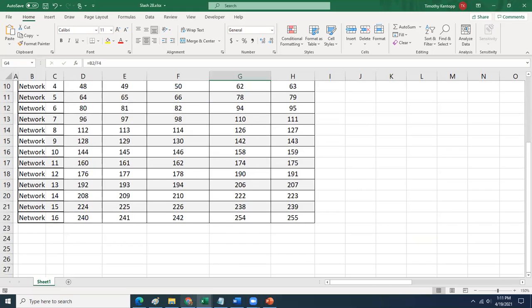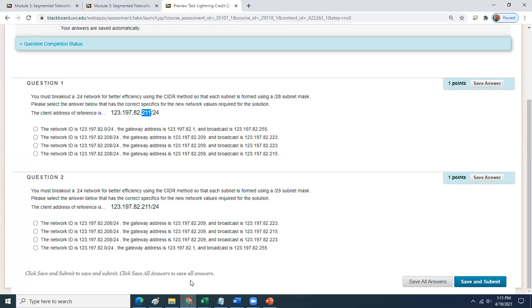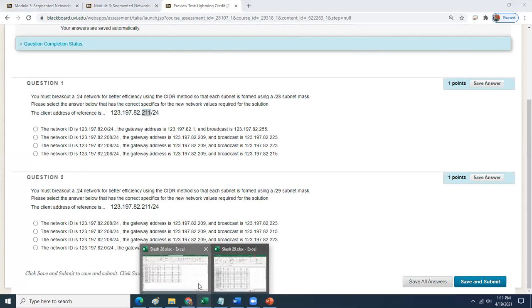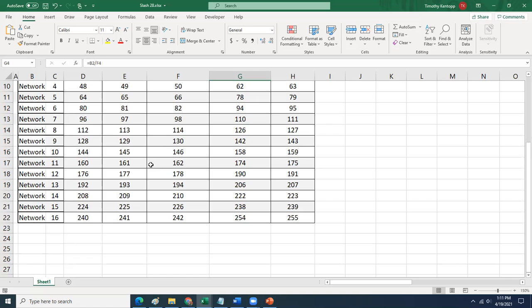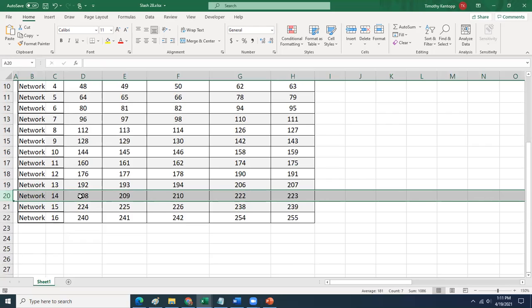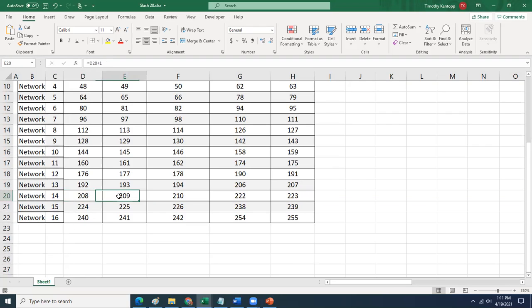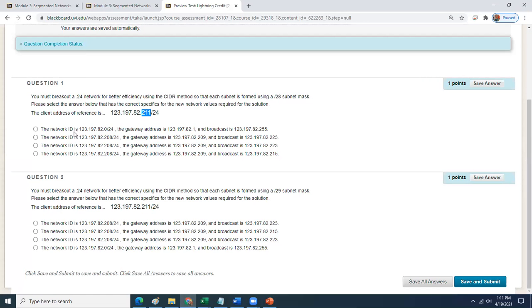If I remember my host address of 211, and I go back to my listing here, 211 fits in here on network 14. So my network ID is 208, the gateway is 209, and the broadcast is 223. That would be this answer right here.